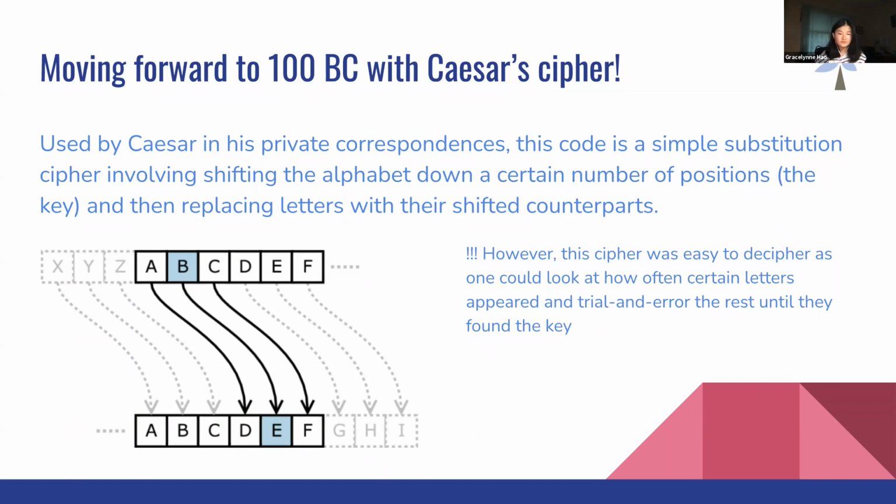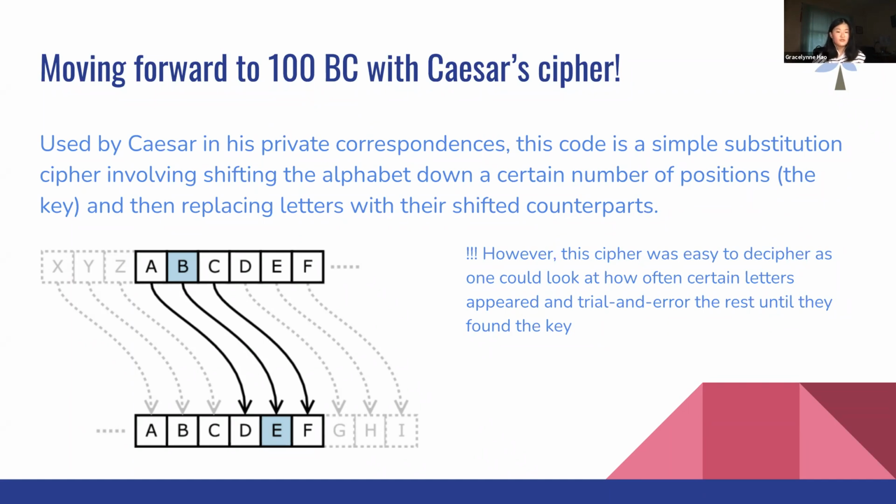Even though back then, this cipher was a little difficult to decipher if they didn't know how the system worked, it's quite easy to decrypt nowadays, as computers can easily brute force out all 26 variations and then decide which one is legible and which one holds the message. But if you don't have a computer, one could technically also look at how often certain letters appeared, and then naturally trial and error the rest until they found the key.